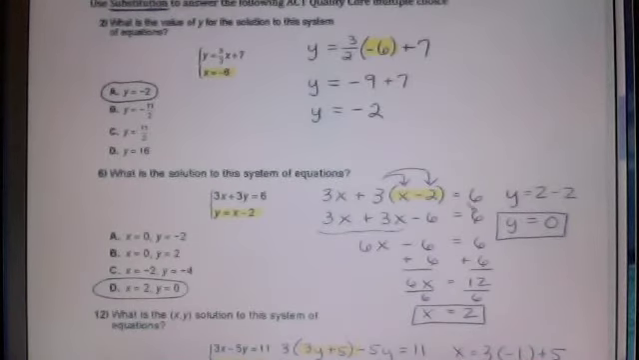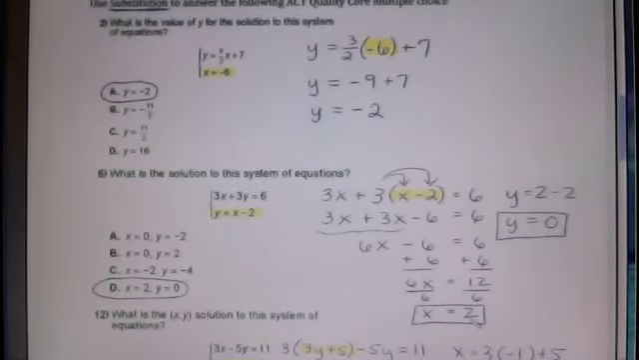Now we want to solve for x. So use the distributive property. 3 times x is 3x, and 3 times negative 2 is negative 6. Then I combine like terms. 3x and 3x is 6x. Bring down the rest of the problem. Now I just have a two-step equation to solve. Add 6 to both sides. Bring everything down. Divide by 6 on both sides. I get x equals 2.